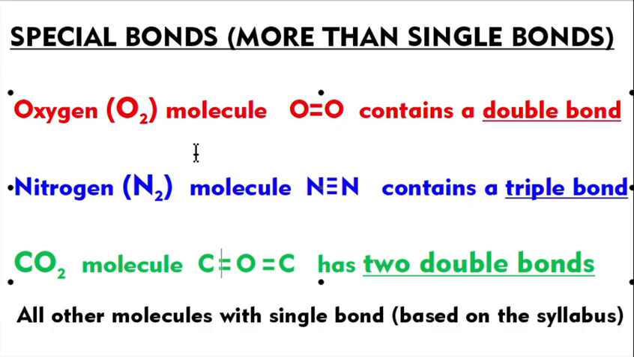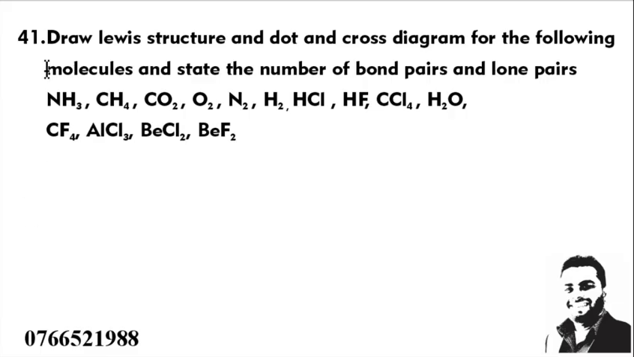Just remember this. Oxygen has one double bond. Nitrogen has a triple bond in the N2 molecule, right? Not with one nitrogen atom. This is between two nitrogen atoms, not nitrogen with any other atoms. This is for the N2 molecule. Only these three, right? Carbon dioxide has two double bonds, and for all other molecules or compounds in your syllabus, we make all single bonds between the atoms.